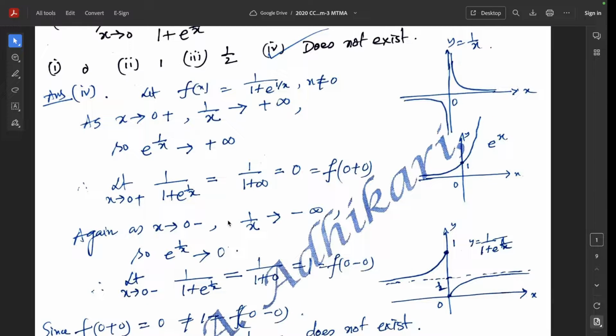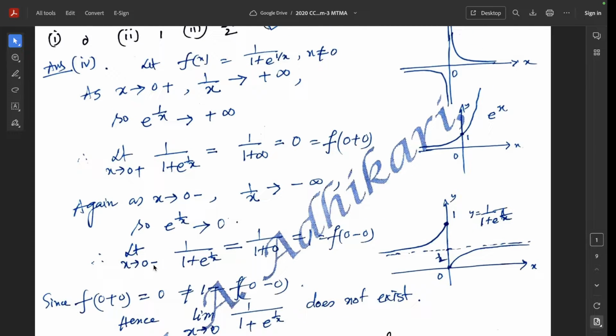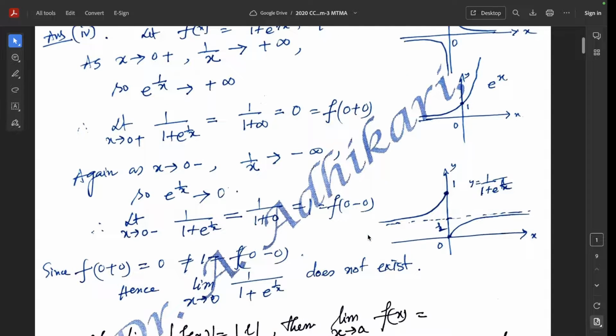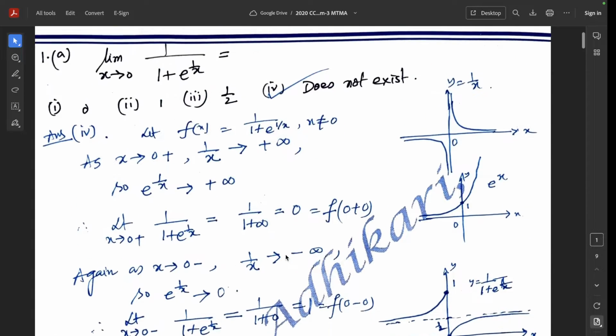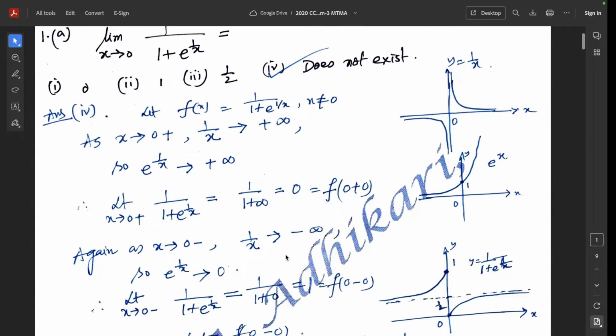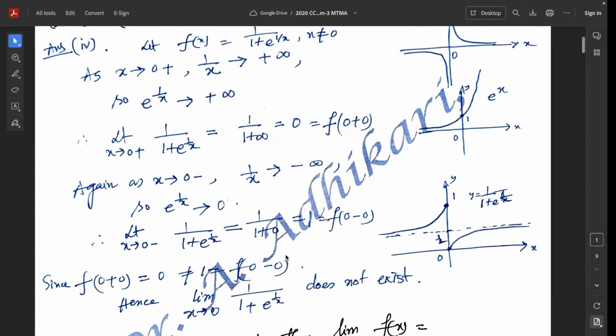Again, as x tends to 0 minus, 1 by x tends to minus infinity. So e to the power minus infinity tends to 0. So the limit as x tends to 0 minus of 1 by 1 plus e to the power 1 by x equals 1 by 1 plus 0, which is equal to 1. This is the left hand limit, f(0-0). So the right hand limit is not equal to the left hand limit, hence the limit as x tends to 0 of 1 by 1 plus e to the power 1 by x does not exist.